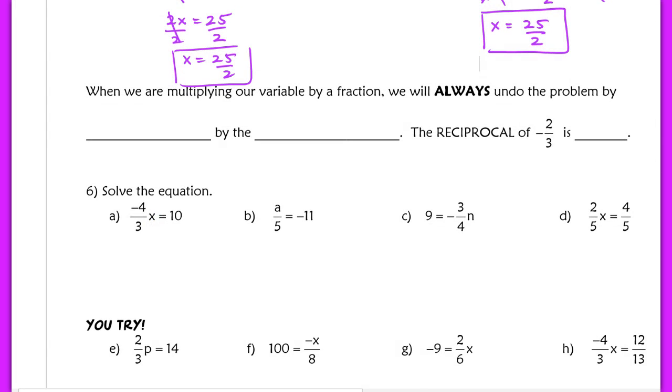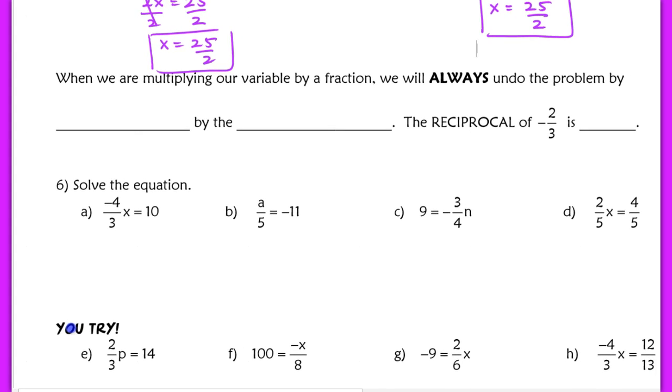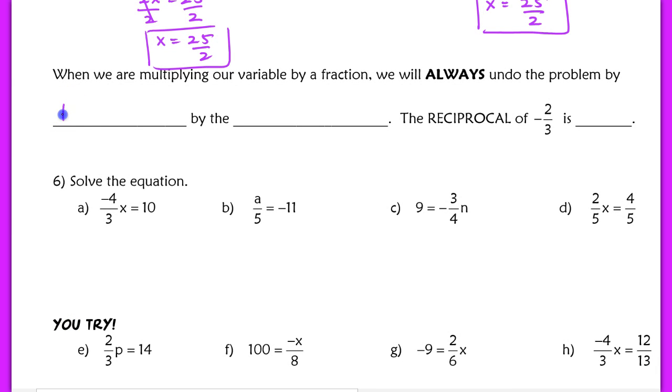So here, when we are multiplying our variable by a fraction, we will always undo the problem by multiplying by the reciprocal.